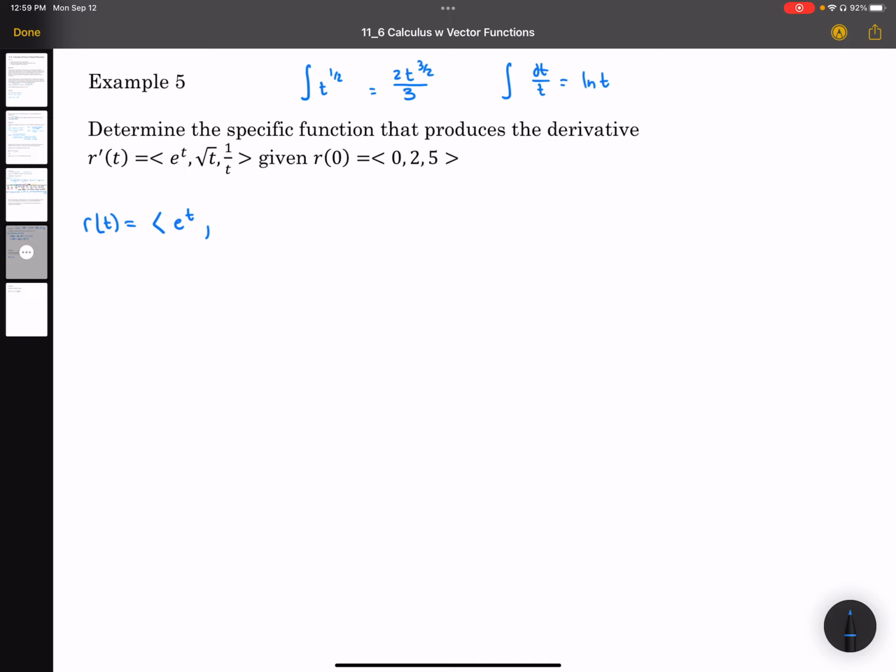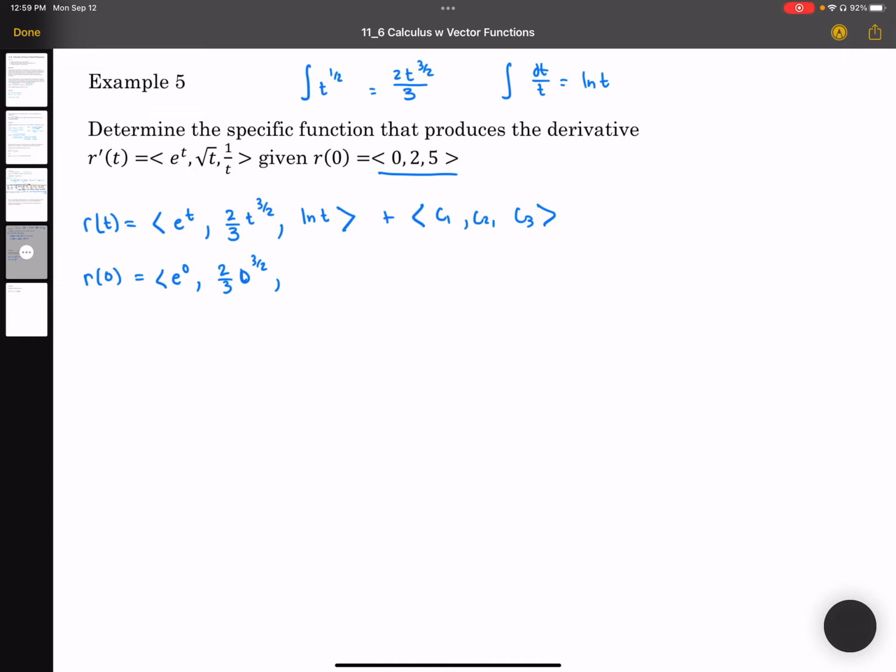So let's remember that. For the second component we get 2/3 t to the 3/2, and the antiderivative of 1 over t is the ln of t. And again, plus C1, C2, C3. Now we have this initial condition that when t is 0, we should get the point 0, 2, 5. So r of 0 is going to equal e to the 0, 2/3 0 to the 3/2.